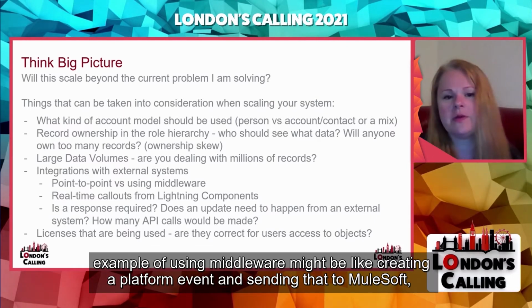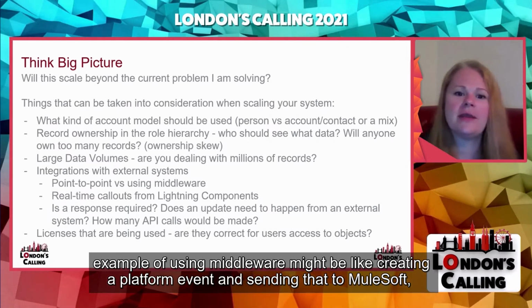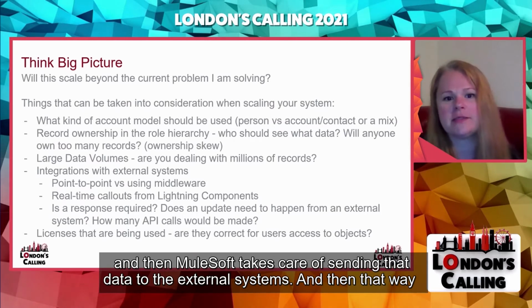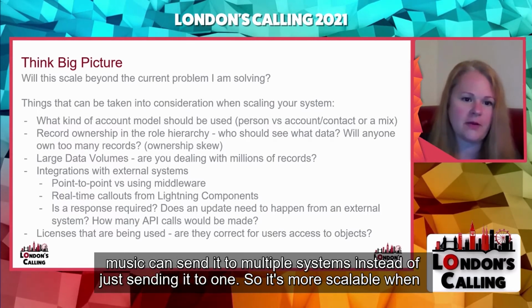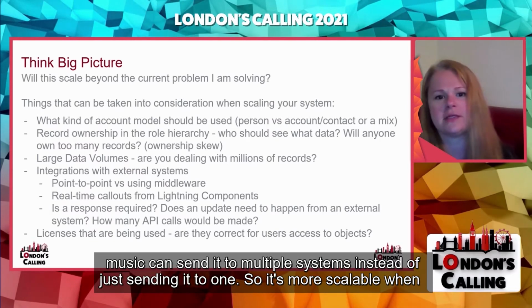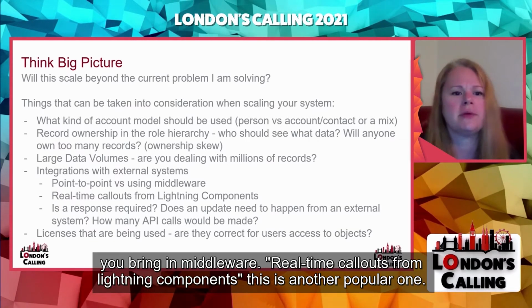So an example of using middleware might be like creating a platform event and sending that to MuleSoft. And then MuleSoft takes care of sending that data to the external systems. And then that way MuleSoft can send it to multiple systems instead of just sending it to one. So it's more scalable when you bring in middleware.